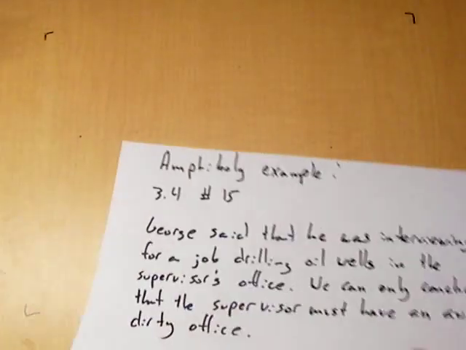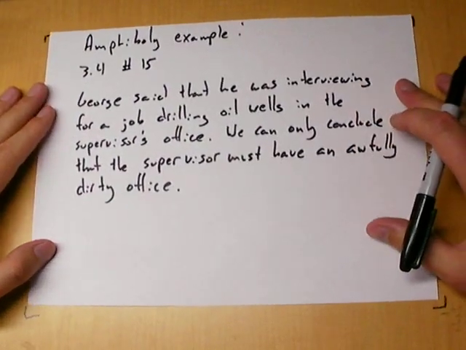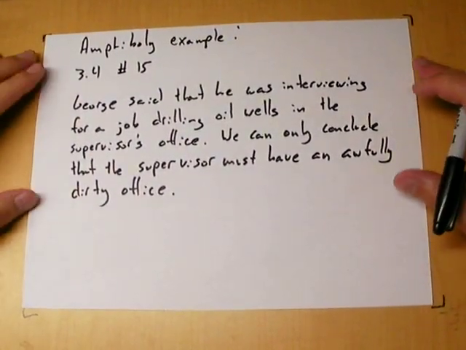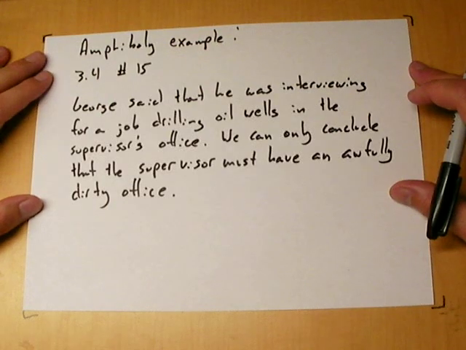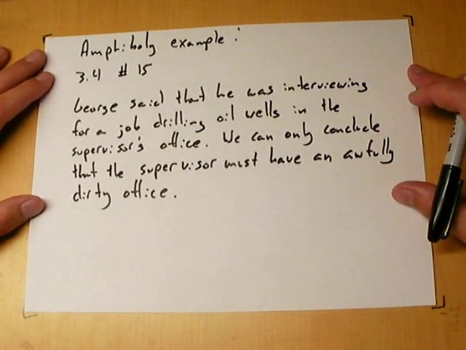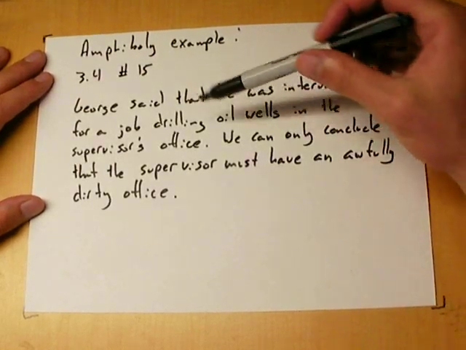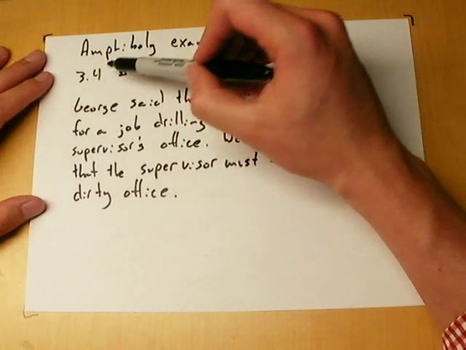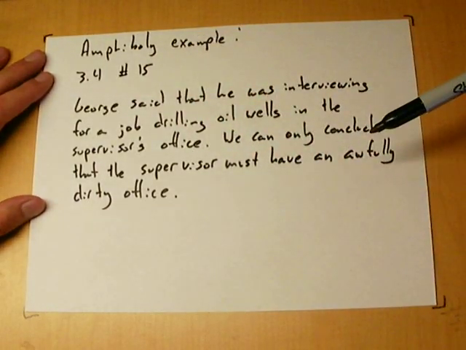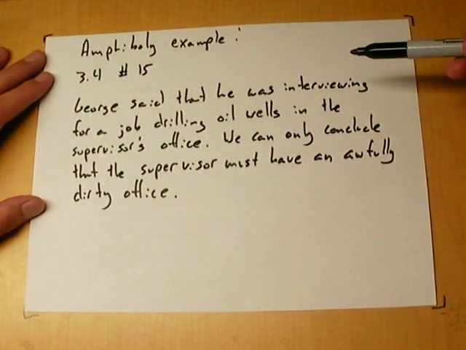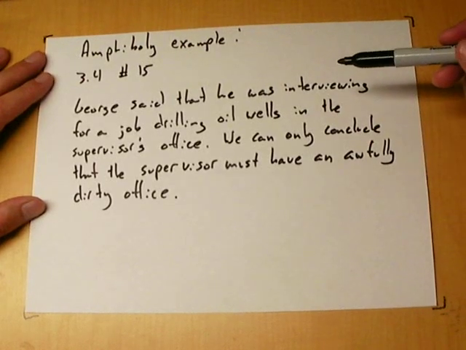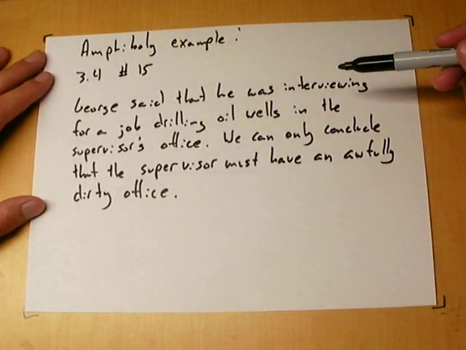Now compare and contrast that, and again these two are easily confused, with amphiboly, a grammatically ambiguous sentence. You can interpret it in a couple of different ways, and it's really unclear what's actually meant by the sentence. So this, again, straight out of the text, 3.4, number 15. George said that he was interviewing for a job drilling oil wells in the supervisor's office.